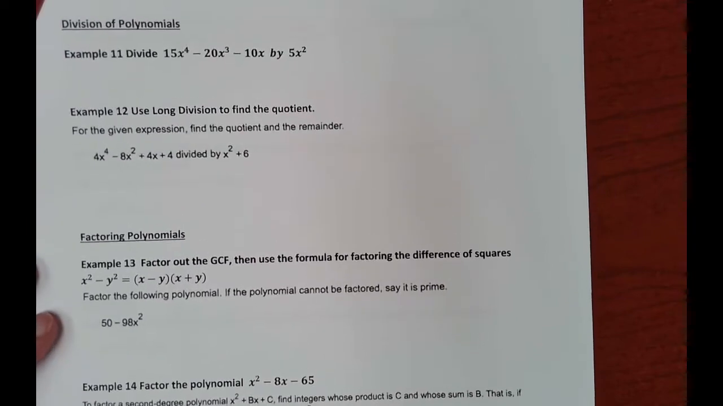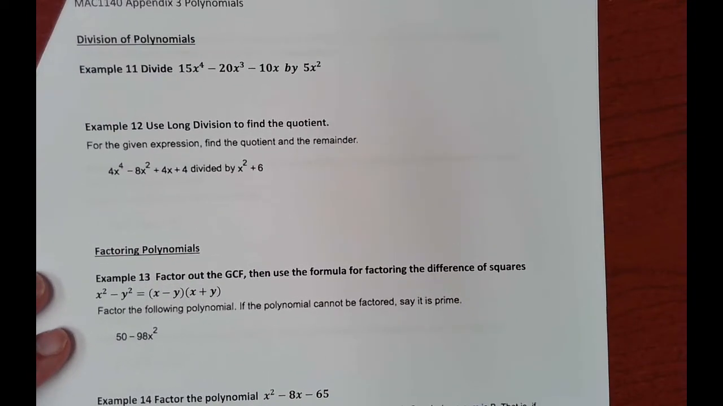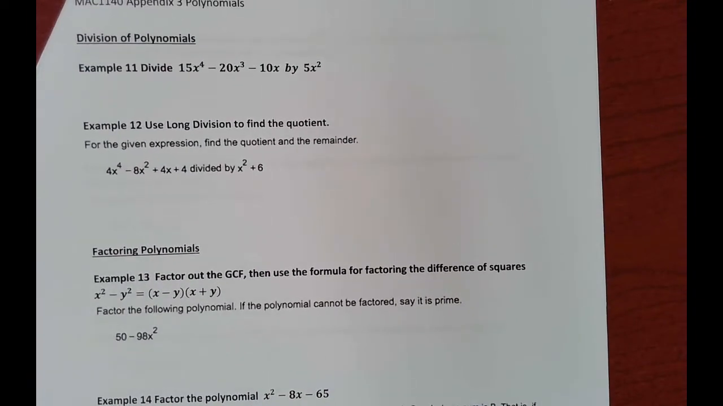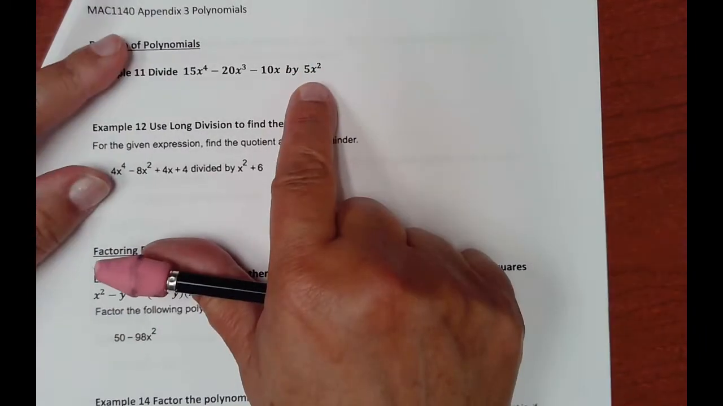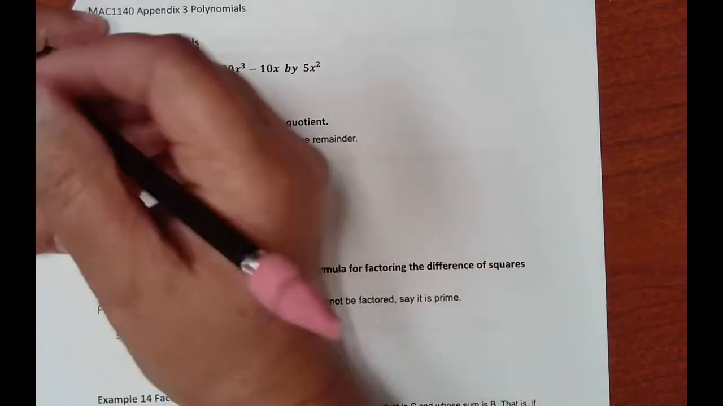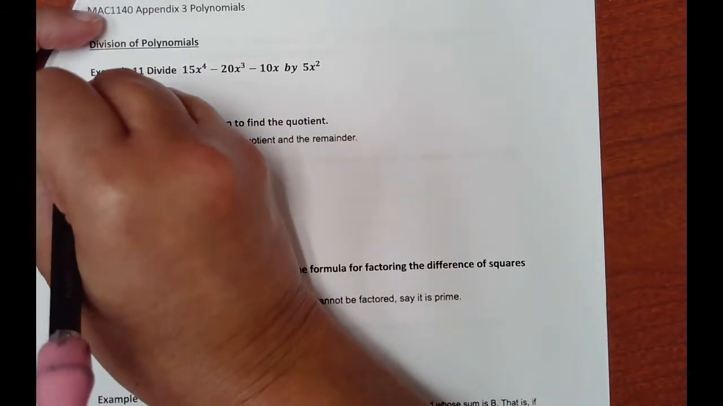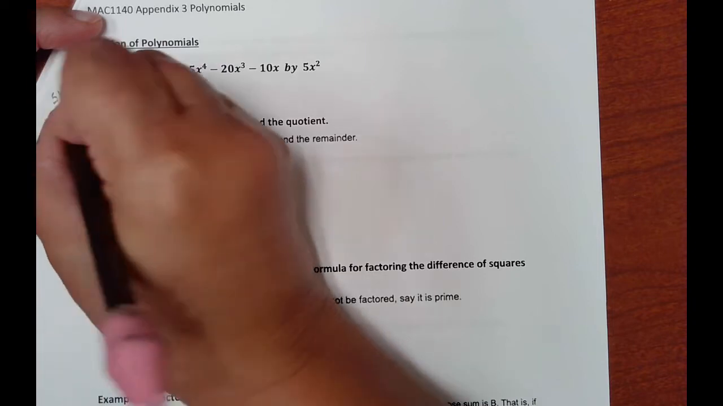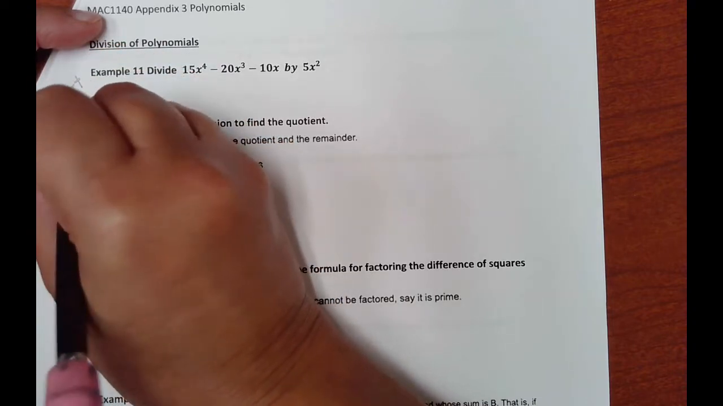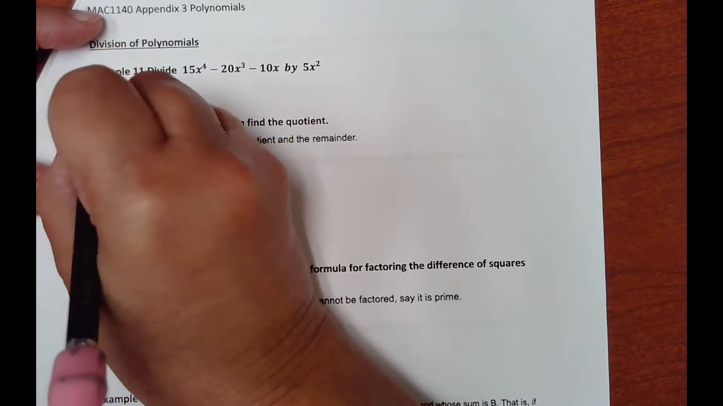Okay, in number 11, you start to see some division problems. We're going to do short division and long division. When your divisor is a single term, you can do short division. In other words, just set up little mini fractions and reduce each one. That's what short division is.